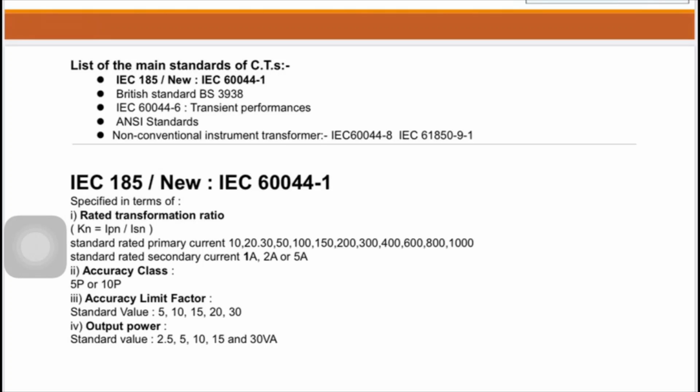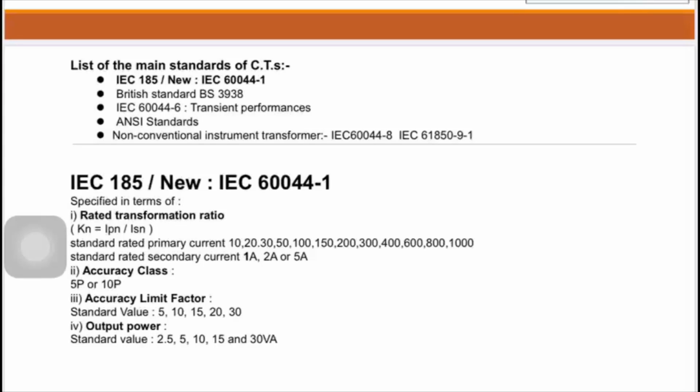Okay, so this is the list of main standards used for CT, that is IEC 185. Now it is IEC 60044-1. There are other standards, like 60044-6, which speaks about transient performance. So mainly we will consider IEC 60044-1.